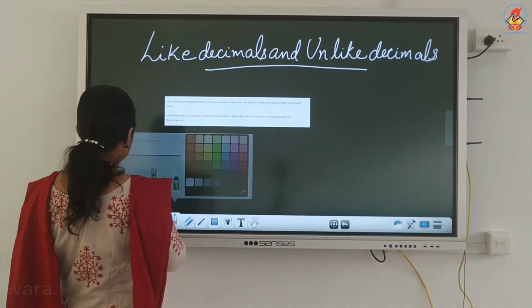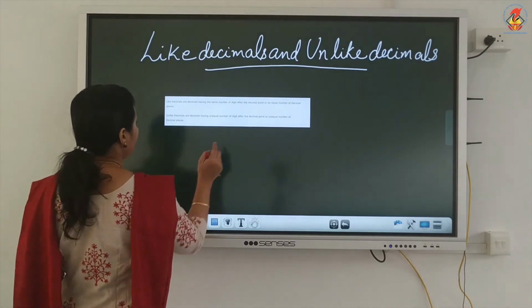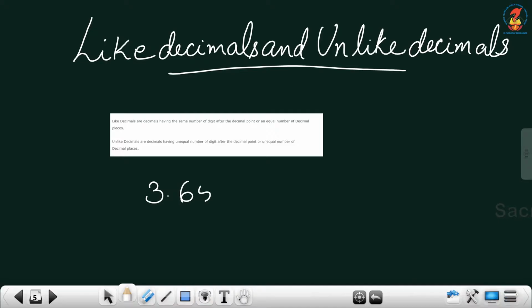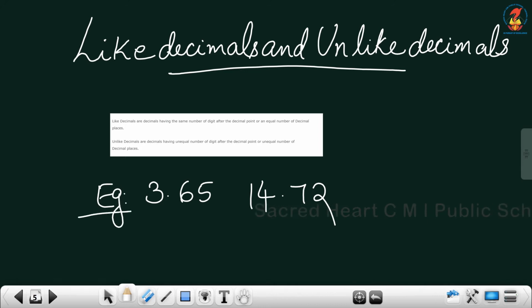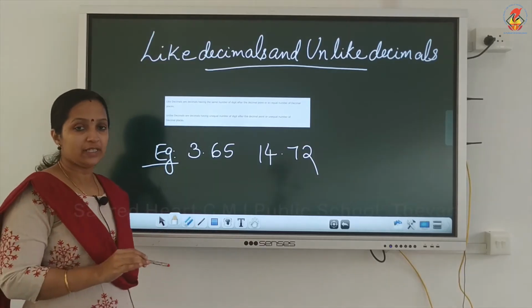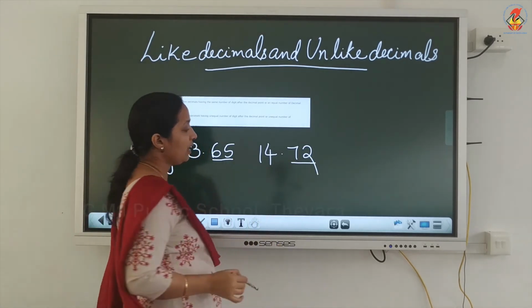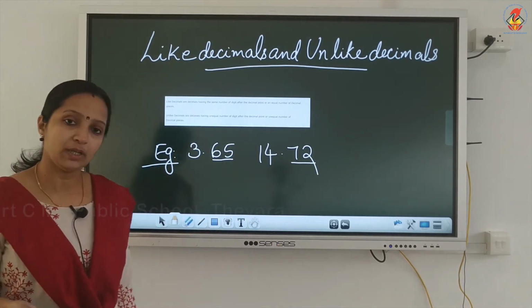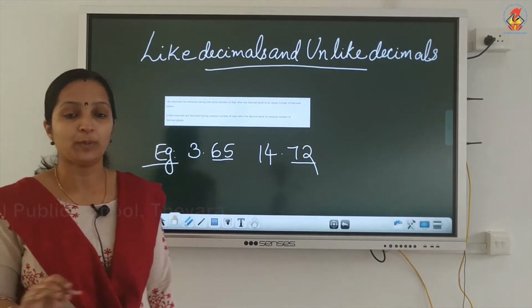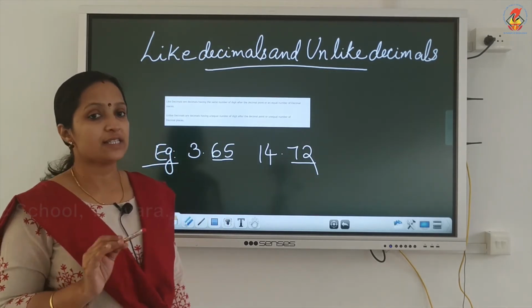Now look at this example. 3.65 and 14.72. We have to check whether they are like decimals or not. Like decimals means the number of digits in the decimal part is same. Here, the decimal part is this. Don't look at the whole number part. If the whole number part has a different number of digits, no problem for that. You only look at the decimal part.